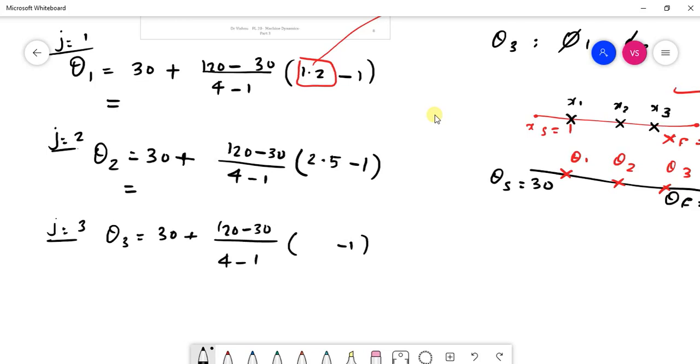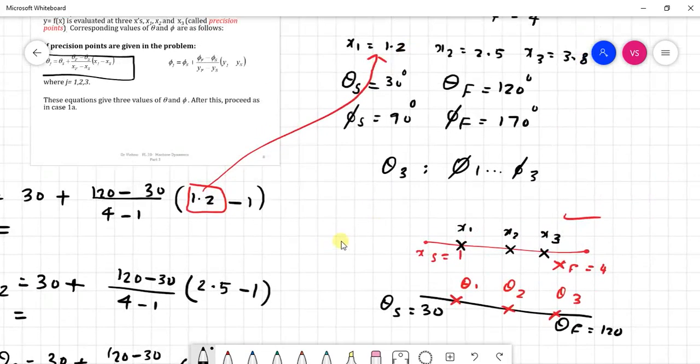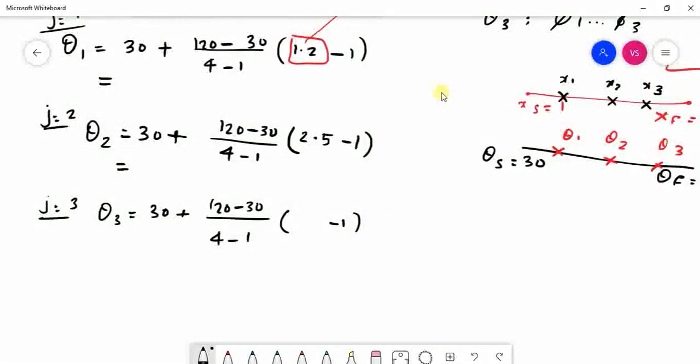x3 I will put. x3 is given as 3.8. So this will be 3.8. So this will give you another value of theta. So we found all these, theta 1, theta 2, theta 3, we have found already. Now we are going to do for phi.